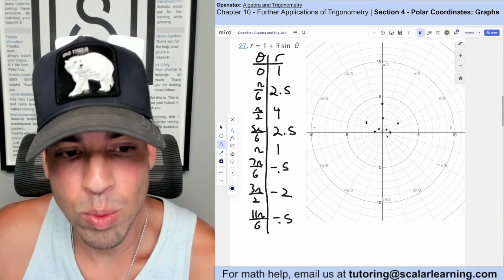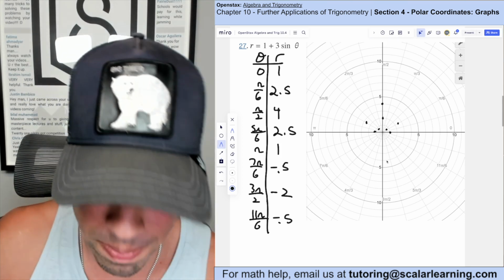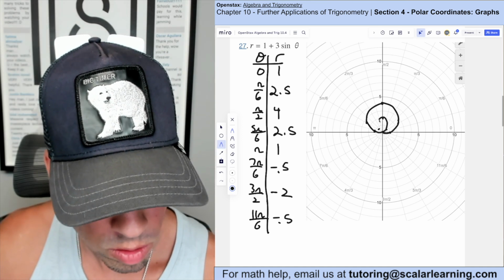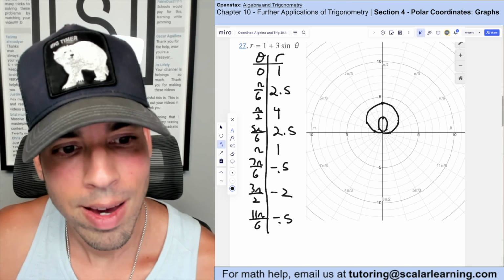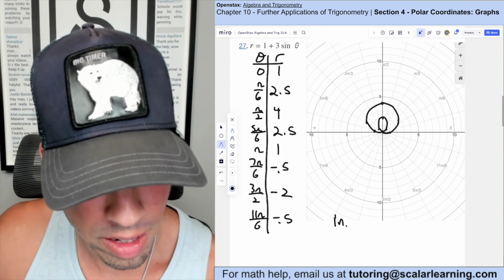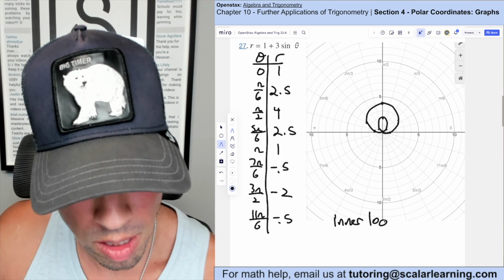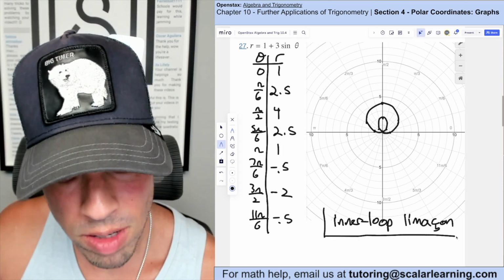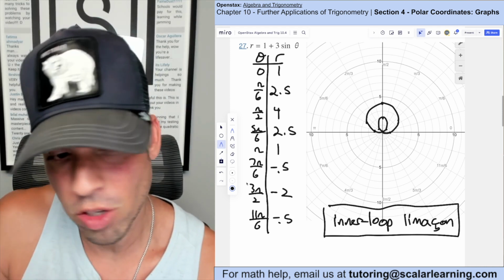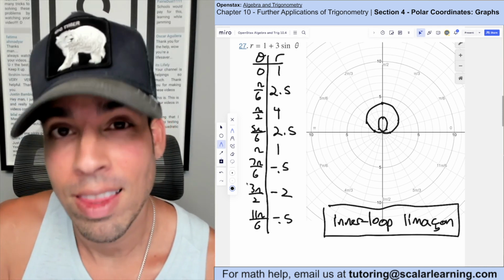So this is a little bit weird, right, with the dots we plotted. But what it's going to look like is something like this as we connect the dots. So you can kind of see it coming across. And what we have is a loop within a loop. This is called an inner loop limacon. And remember, if you ever feel like you don't have enough points, just plot more theta values and corresponding R values, you get a fuller picture. Anyways, that's how you do it.